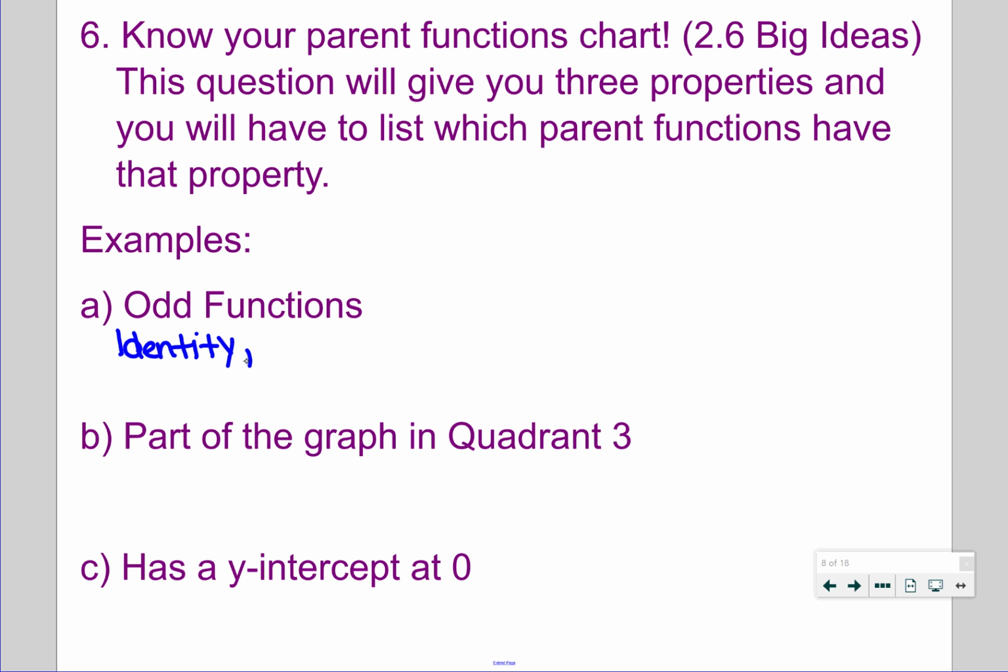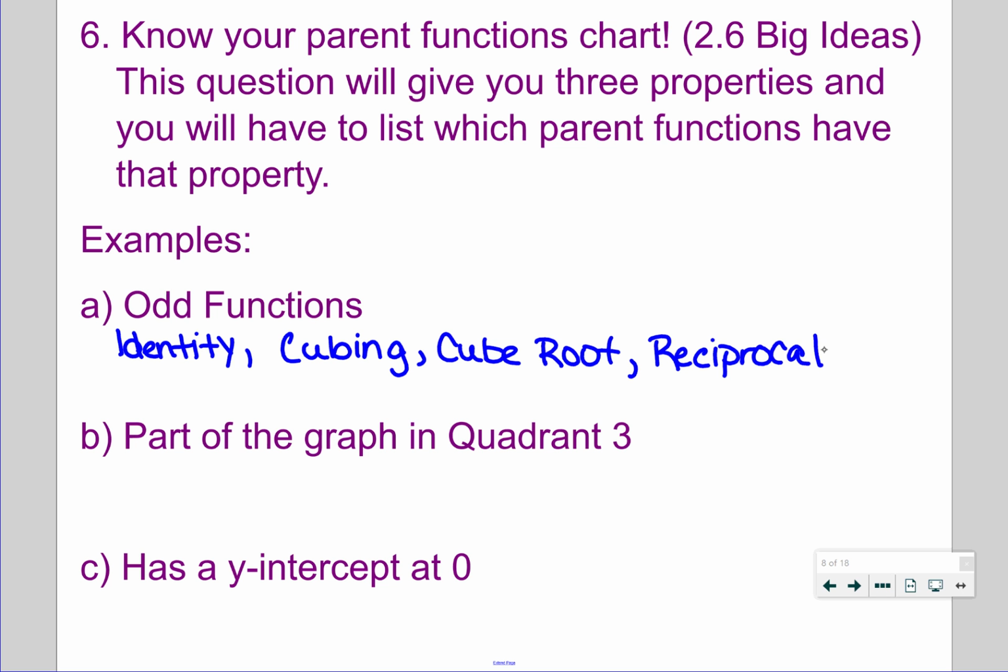The next would be the cubing function, then the cube root function, the reciprocal function, and I believe that is all of our odd functions.